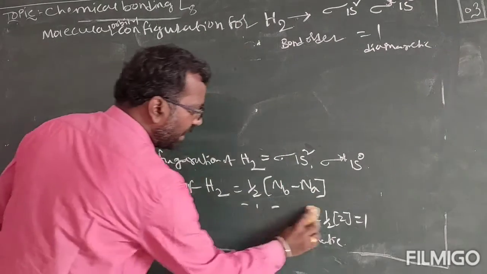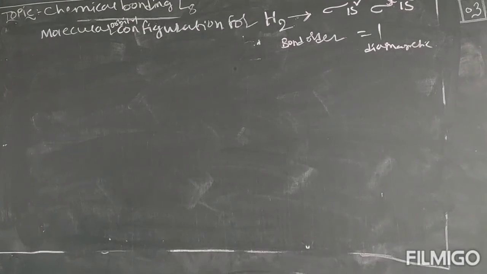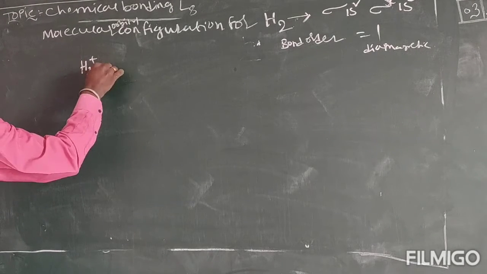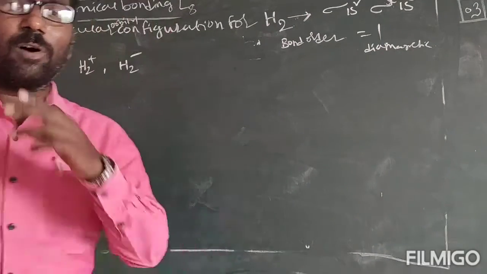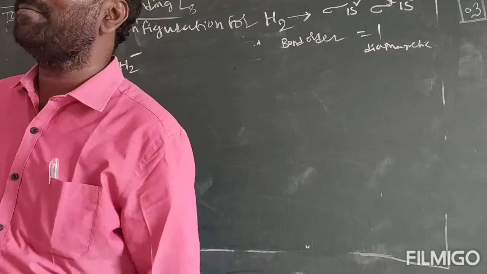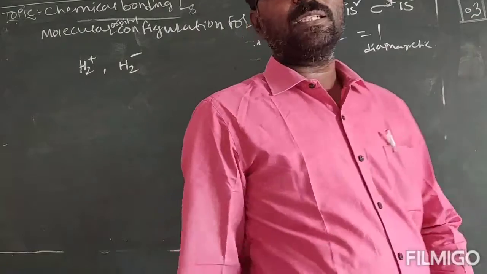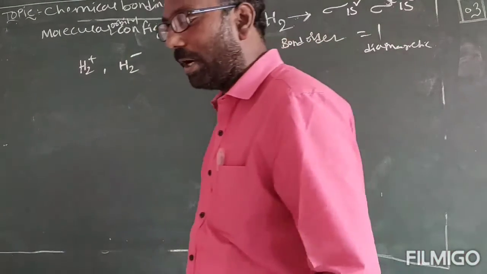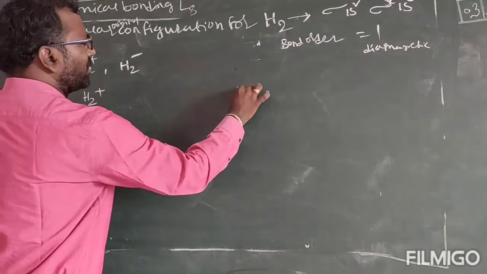Now what I am doing is, I want the characteristics of H2 plus and H2 minus and their bond order. Will you try this? What I am asking is, I want the characteristic of H2 plus and H2 minus, and at the same time I want their bond orders also. Characteristic is what? Whether it is diamagnetic or paramagnetic, that you have to say. So first we will see H2 plus and H2 minus.